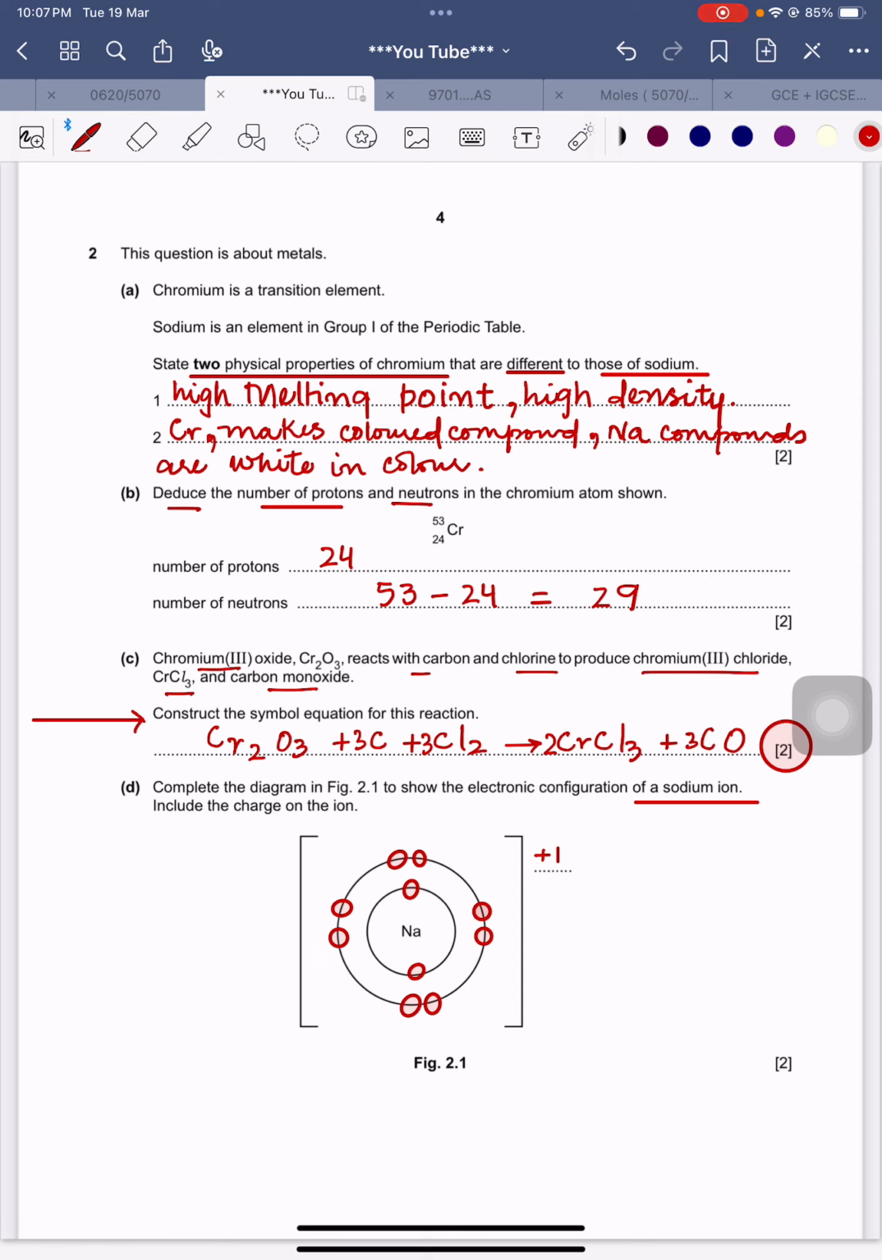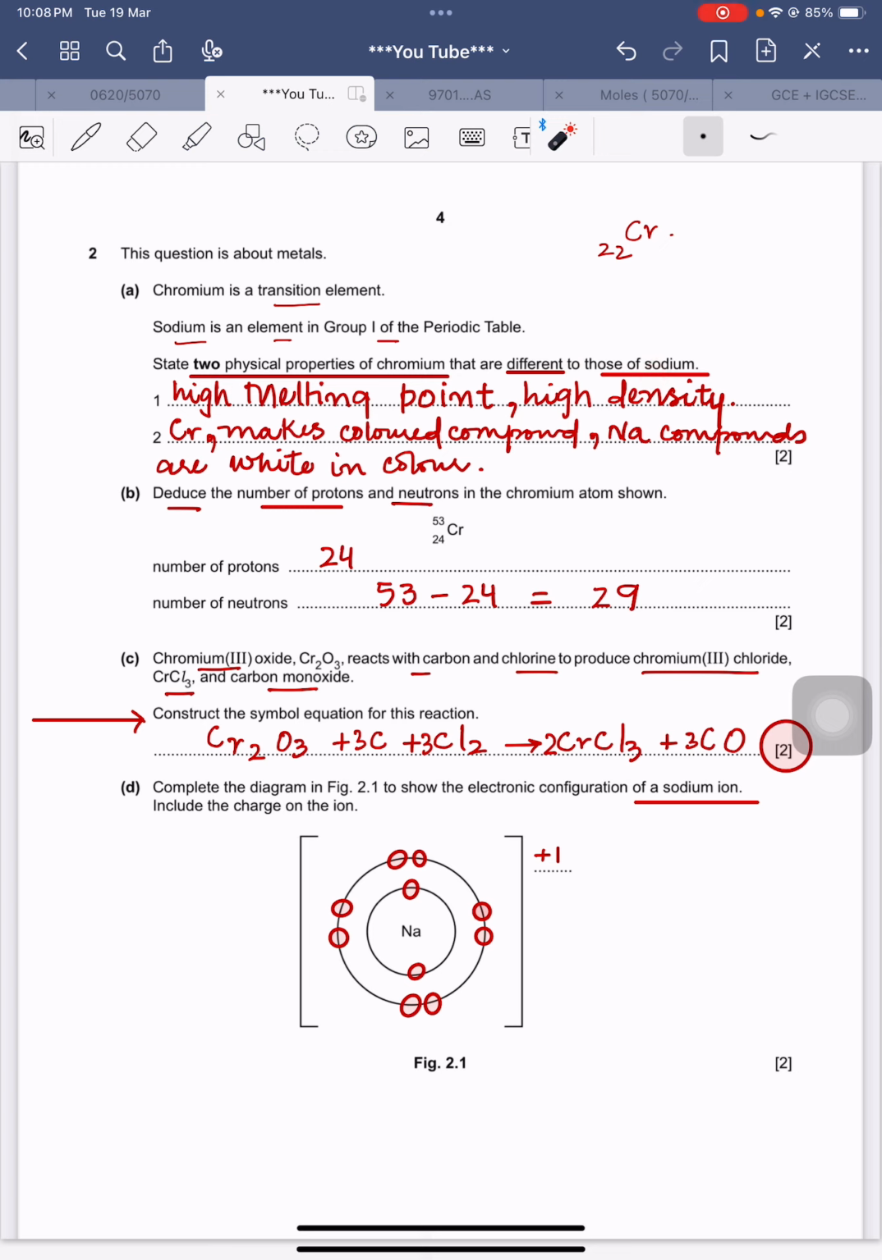Oh, this is a theory now. Okay, let's have a look at some of the theory questions. Now they are saying the question is about metals. Okay, so this type of question can be asked from those students who are going to appear for the small monthly test or small tests which are related to the periodic table, etc. Chromium is a transitional block element, sodium is an element. Okay guys, chromium is with the symbol Cr. It has an atomic number of 22. Chromium is a transitional block element. Sodium is an element in group number 1 of the periodic table. State two physical properties of chromium that are different to those of sodium.